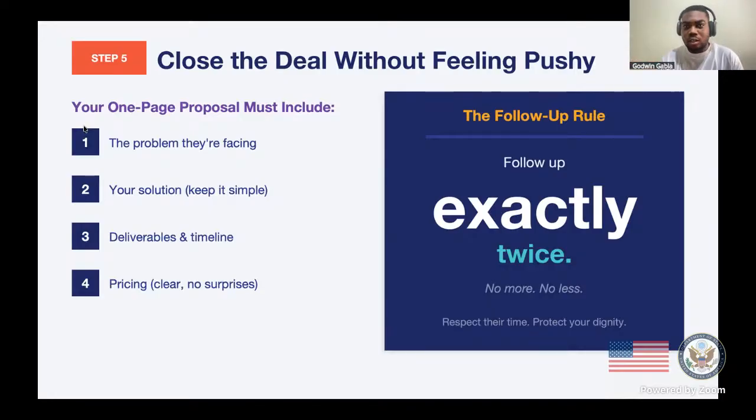So there should be some logic in the pricing that you're providing as well, right? Then there's the follow-up rule. For this kind of people, follow up with them exactly 2 times, just twice, and sit back. The first time could be once you send a proposal, maybe within 3 days, you can reach out. There's a whole structure for this too. But yeah, within the first 3 days, you can reach out again.